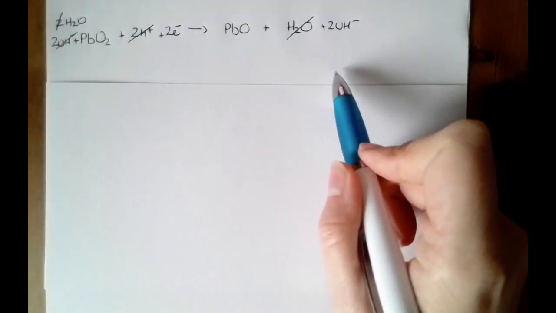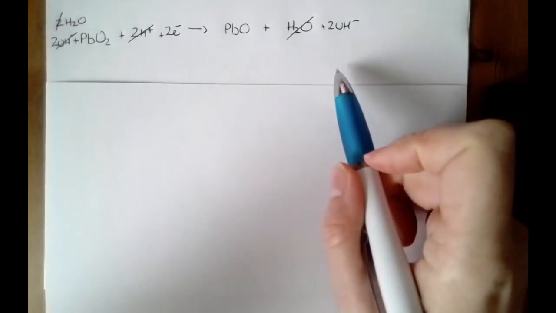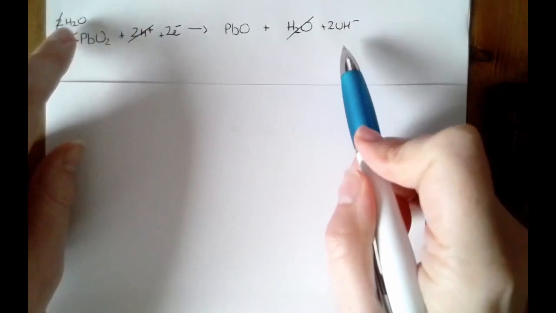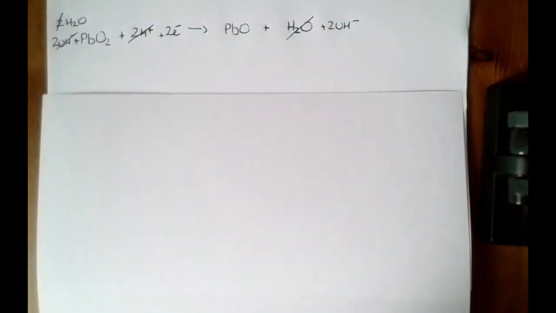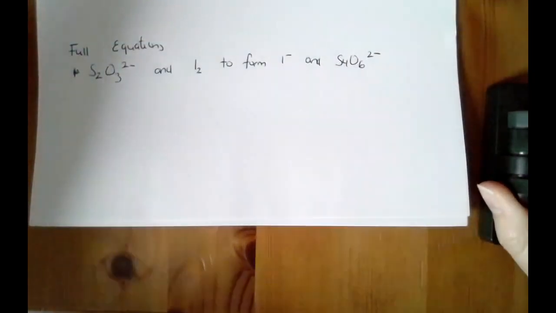Okay, so that's writing half equations under acidic and alkaline conditions. Same process for both, but with alkaline you have to add OH- on both sides to counteract the H+. Once you've written your half equations, you can then go on to write full equations.